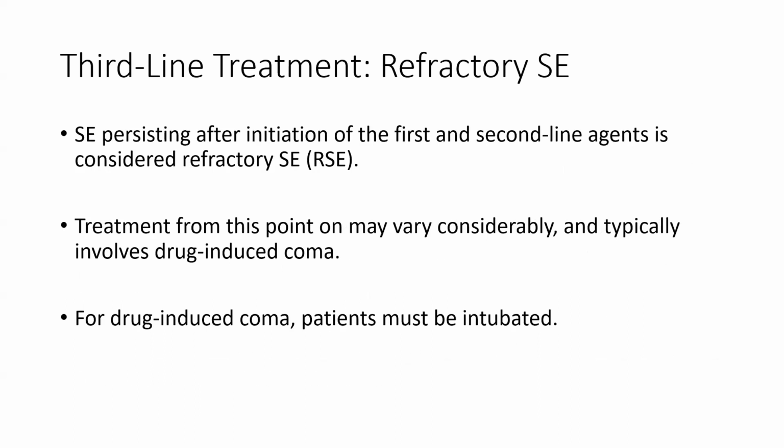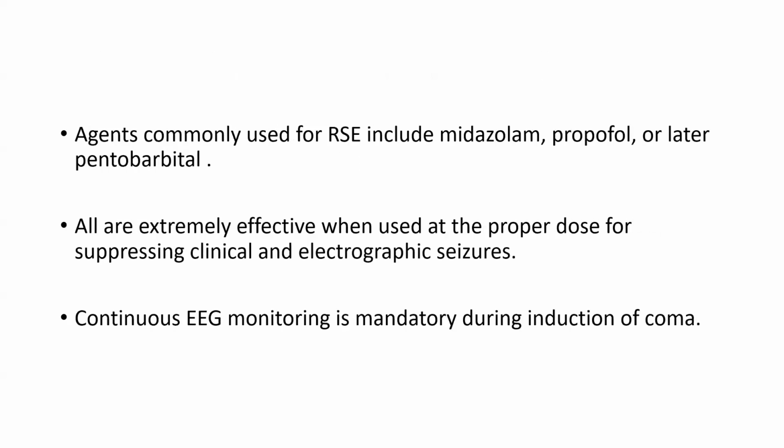Now, third-line treatment is used in the case of refractory status epilepticus. If status epilepticus persists even after initiation of first- and second-line agents, it is considered refractory status epilepticus, and treatment from this point on may vary considerably and typically involves drug-induced coma. For drug-induced coma, the patient must be intubated. Agents commonly used for refractory status epilepticus include midazolam, propofol, and pentobarbital. All are extremely effective when used at the proper dose for suppressing clinical and electrographic seizures.